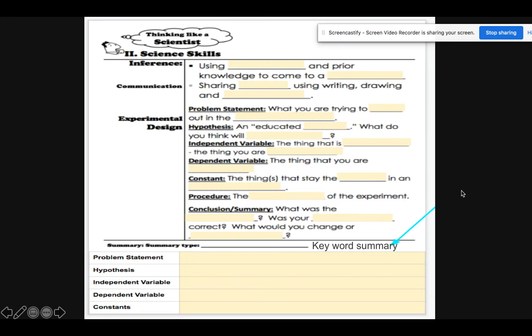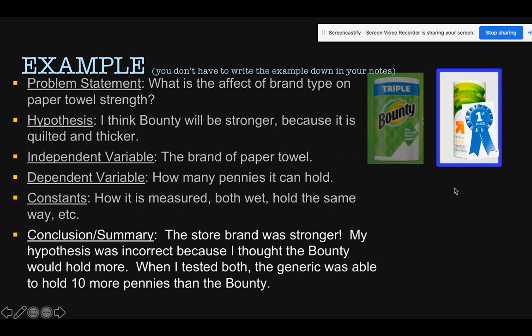All right. So I just thought I'd give you a real world example. This is the exact experiment that Mr. Olafson, I, did in 6th grade. Would have been, let's see, 6th grade physical science for the science fair. And I just wanted to show you how this fits into what we've been talking about. So, problem statement. What is the effect of brand type on paper towel strength? My hypothesis was I think Bounty will be stronger because it is quilted and thicker. If you ever had Bounty versus Target brand, that's what I was testing.